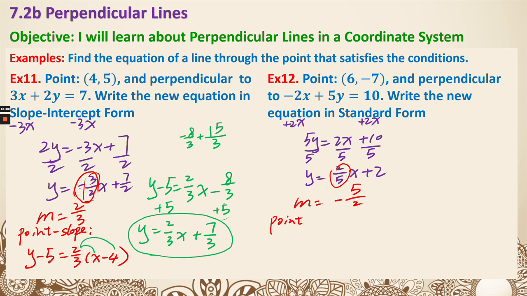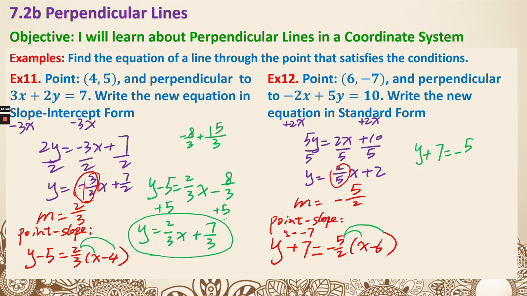Again, we are always going to start with the point-slope form. That is y, since it's y minus negative 7, that becomes y plus 7 equals negative 5/2 as the slope. Then multiply with the x minus 6. Now let's change that into standard form. Distribute: y plus 7 equals negative 5/2 x. Negative 5/2 times a negative 6, they both have a negative sign, becomes a positive 15.